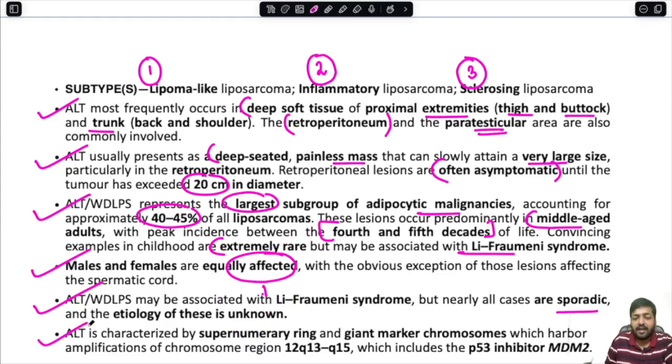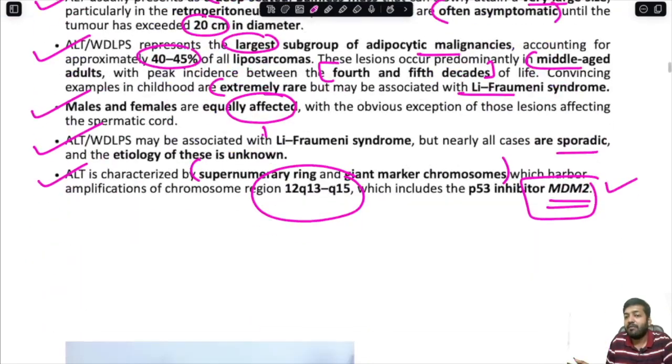ALT is characterized by a supernumerary ring and giant marker chromosome. They have the presence of this ring and giant marker chromosome, which harbors the amplifications in the chromosomal region 12q13 to q15, which includes the p53 inhibitor MDM2. So, there is amplification of MDM2, and in addition to MDM2, many other genes are amplified as well.